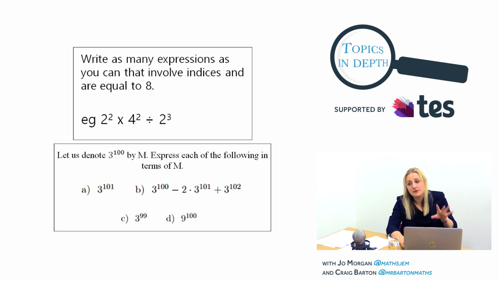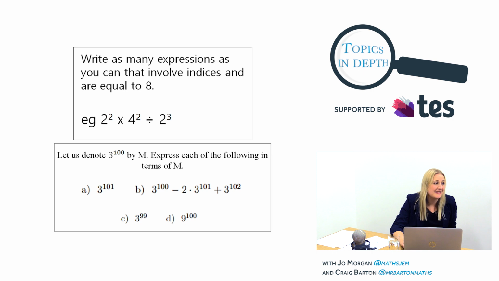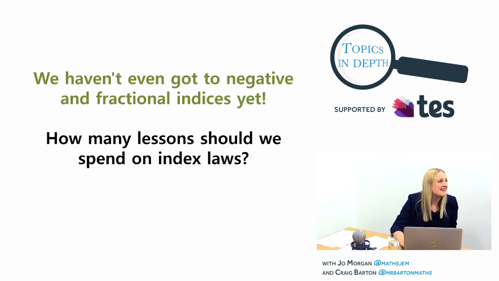Finally, there is tons of problem solving we can do here. So absolutely loads of stuff we can do in terms of write as many expressions as you can that are equal to 8 but involve indices. So we can play around with that. And then this is pretty tricky. If 3 to the power of 100 is denoted by m, how do we write 3 to the power of 101? Now this is pretty tricky, and this is real kind of extension problem solving stuff. I would normally give that at A level. And that takes a bit of thinking. So there's some lovely stuff there.